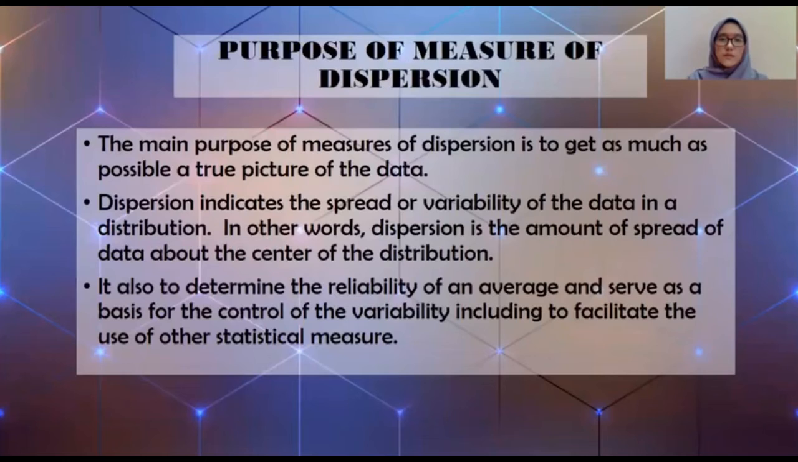Purpose of measure of dispersion. The main purpose of a measure of dispersion is to get as true a picture of the data as possible. Dispersion indicates the spread or variability of the data in a distribution. In other words, dispersion is the amount of spread of data about the center of the distribution. It is also used to determine the reliability of an average and serve as a basis for control of the variability, including to facilitate the use of other statistical measures.